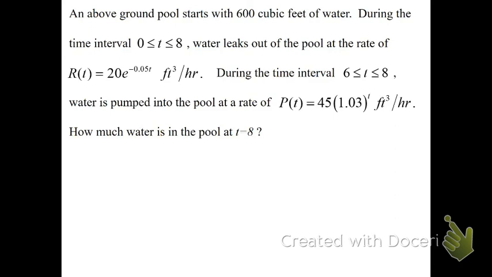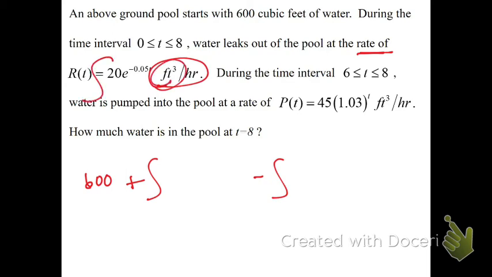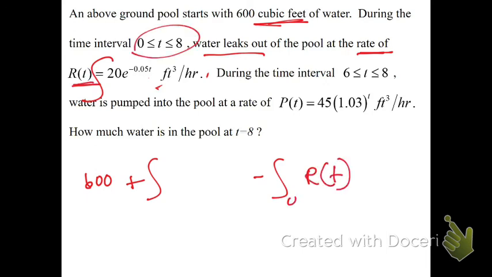Okay, how much water is in the pool? Well, it starts with 600 cubic feet. Then we're going to add some amount and subtract some amount. Okay, again, these are rates, so we have to find their totals first. If this is cubic feet per hour, then when I integrate, I'll get the cubic feet, which is the amount of water. So we just need to pay attention to which one's adding and which one's subtracting. Water is leaking out at this rate, and the time frame for that is 0 to 8. Water is being pumped in at this rate, and the time frame for that is 6 to 8.